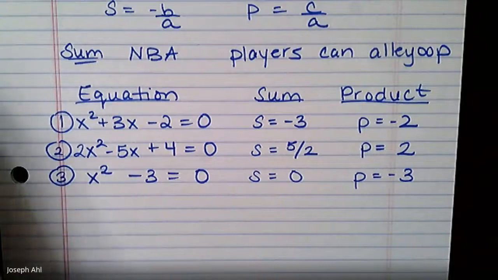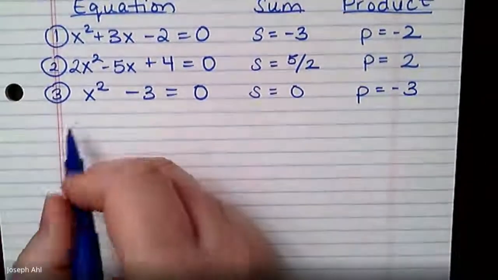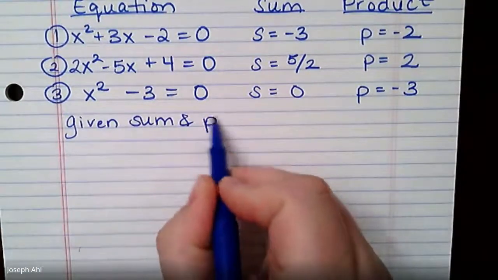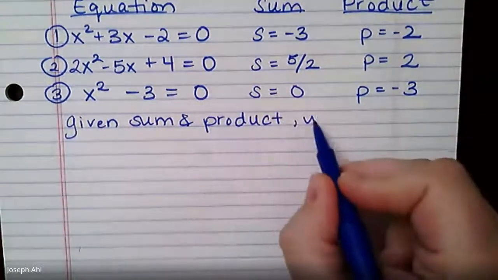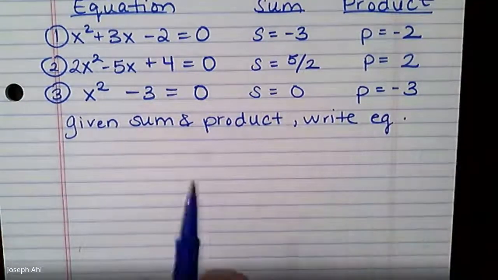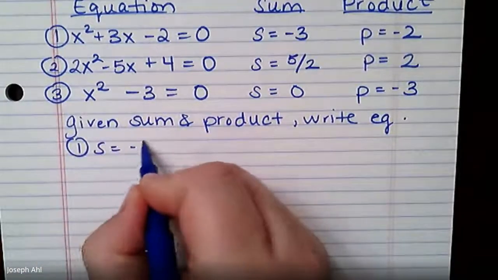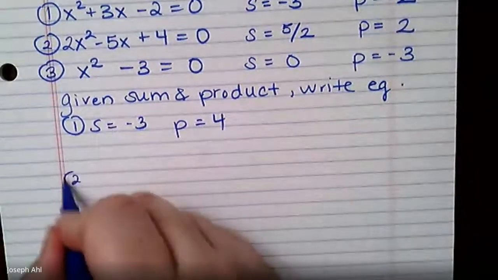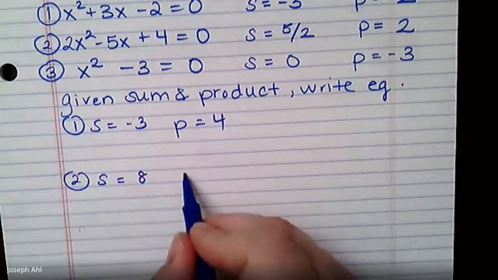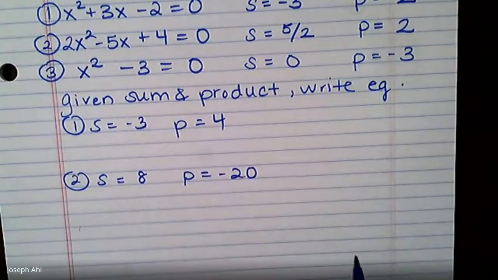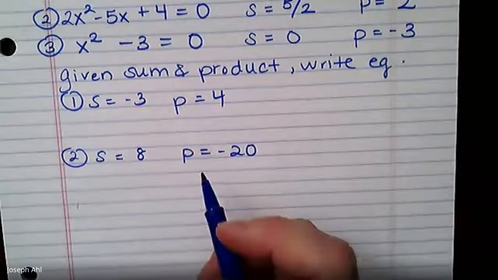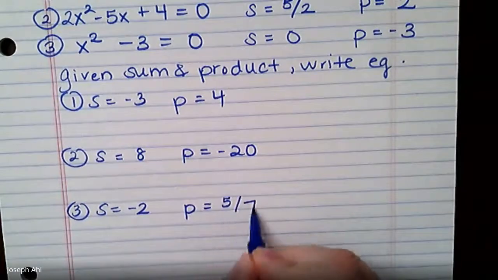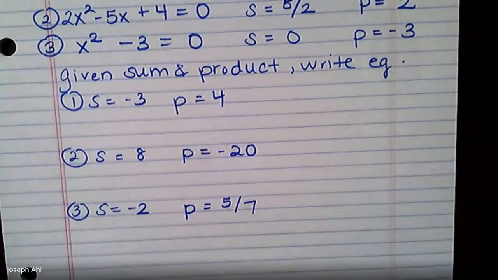Okay, last thing I'm going to tell you is we're going to work on examples where we're given the sum and product. We're going to write the equation of the quadratic. And we'll do sum equals negative 3, product equals 4. We'll do sum equals 8, product equals negative 20. And I'll even throw a crazy one in for us. How about sum equals negative 2, product equals 5/7. We'll go with that. Okay? So these are the last ones that we'll do.